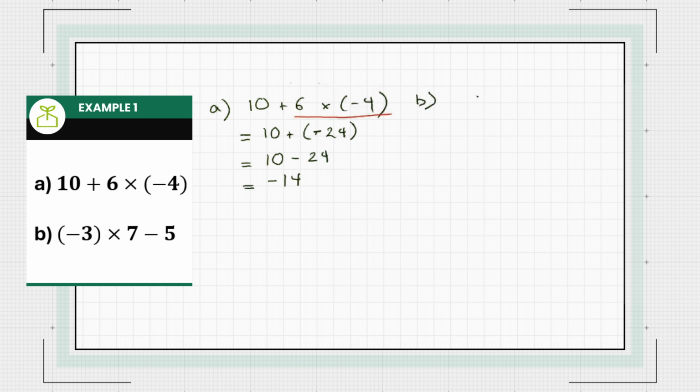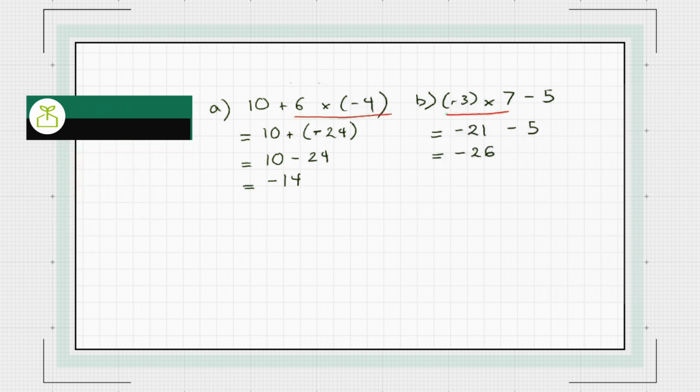Let's look at B. So for B we have minus 3 multiplied by 7, and then take away 5. Okay, so we need to do the multiplication before we do the subtraction. That means that this becomes minus 3 times 7. 3 times 7 is 21, so negative 3 times 7 is minus 21. And then we take away 5. Now, minus 21 minus 5 is minus 26.